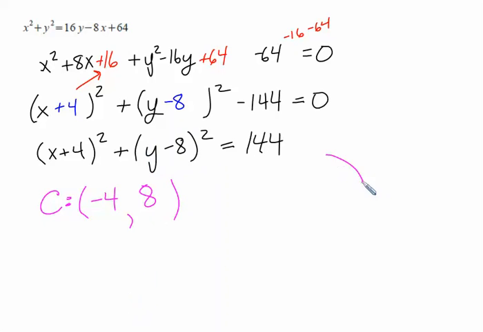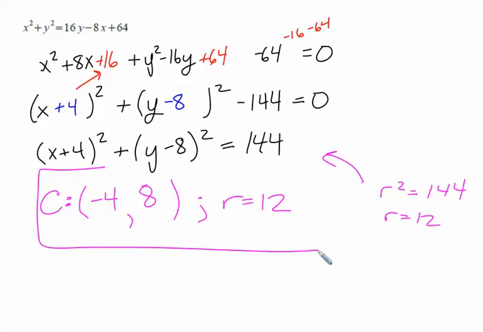And last but not least, this number off by its side is just r squared. So if r squared is 144, r is equal to 12. And so here's our final answer. The center point is at negative 4, 8, and the radius of this circle is 12. That's how we handle the equations of circles, but now we also looked at tangent lines. So here's our second problem.